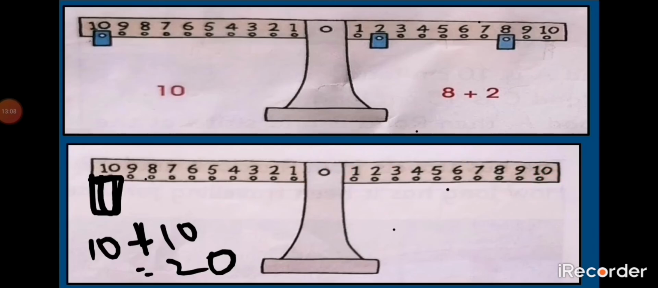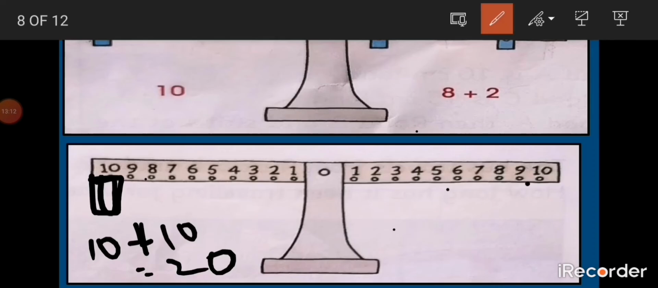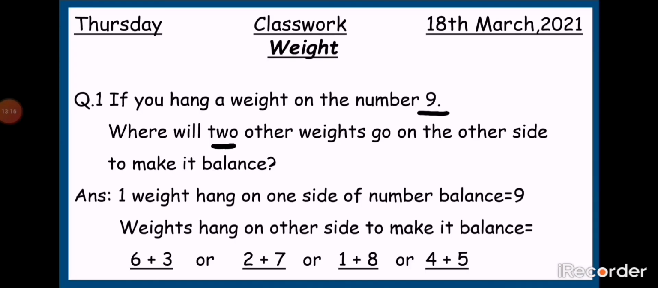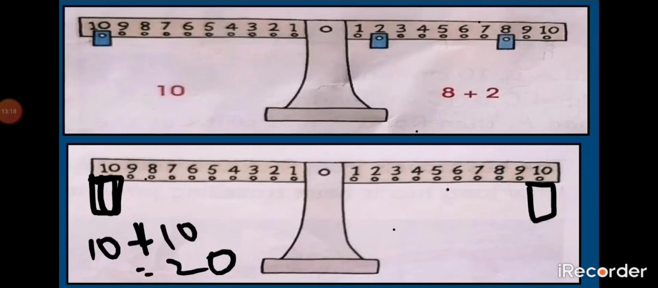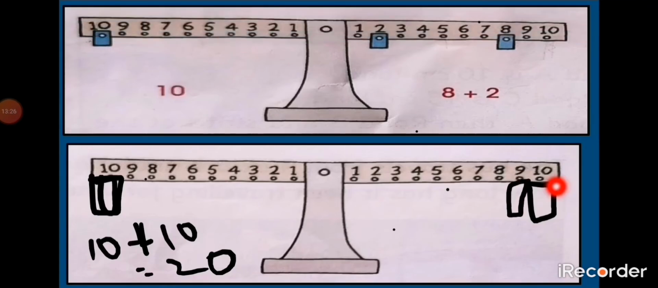Now, if I choose one weight of 10, and I'm placing the weight here, and again I will choose one more number here. In 10, I will choose one more number. Suppose what is the number just before 10? 9. 10 and 9. Now if I choose 10 and 9, can you add them? 10 in my mind, now I'm counting on 11, 12, 13, 14, 15, 16, 17, 18, 19.